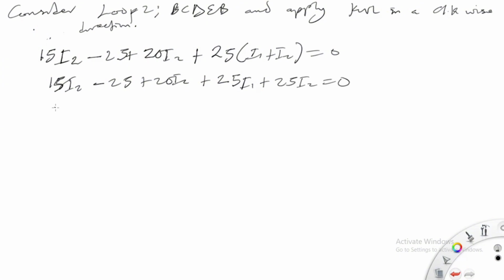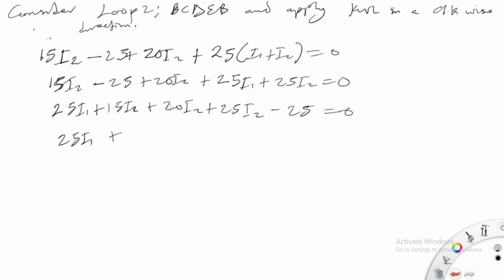Having done that, by collecting our like terms, we would have 25 I1 plus 15 I2 plus 20 I2 plus 25 I2 minus 25 is equal to 0. So we have 25 I1 plus 15 plus 20, we have 35, plus 25, we have 60. 60 I2 minus 25 is equal to 0.